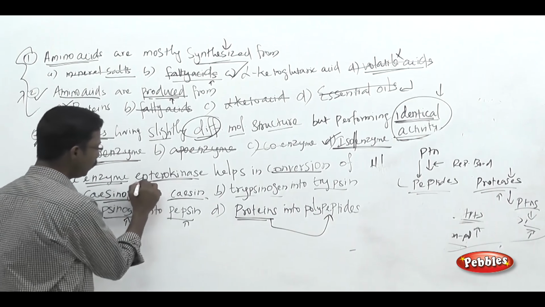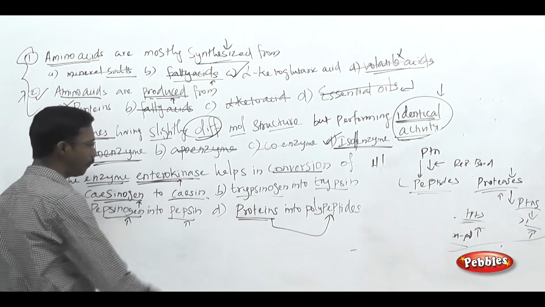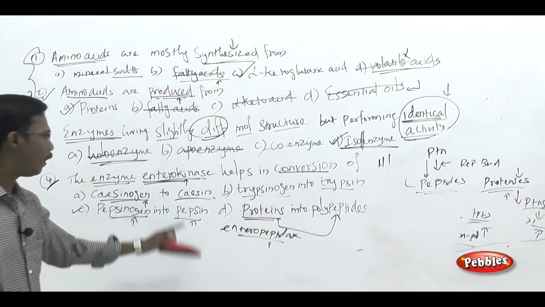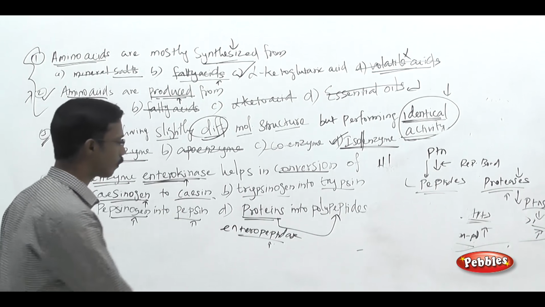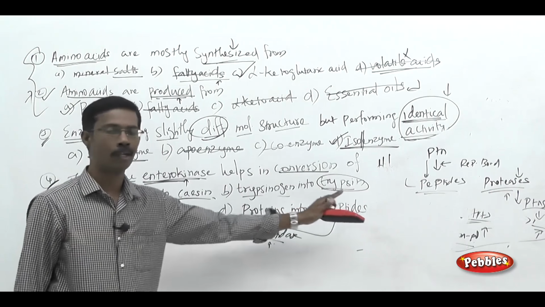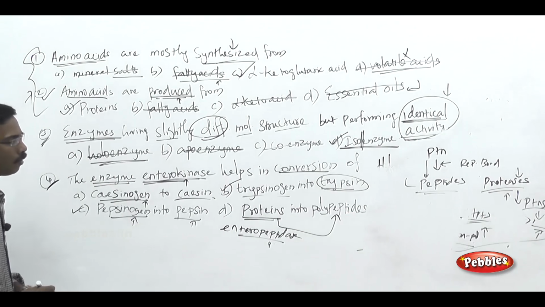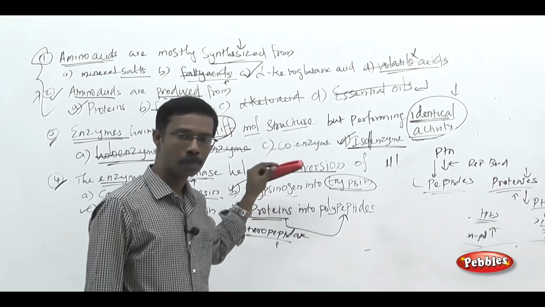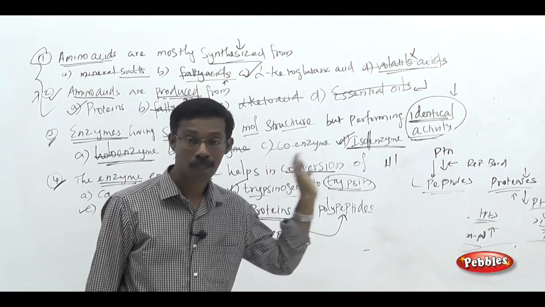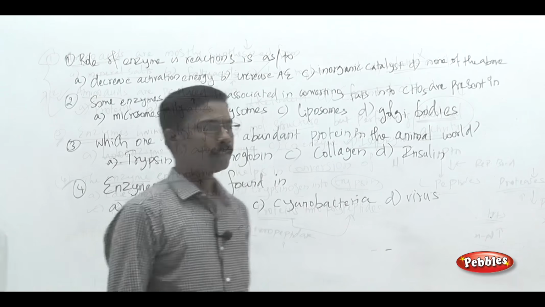But the question here is enterokinase. Another term for enterokinase is enteropeptidase. Enterokinase and enteropeptidase are always related with trypsin. They are involved in the conversion of trypsinogen into trypsin, so the choice here is the second one. These are the questions you can expect from the amino acid segment and the enzymes. Now we are going to continue with the same segment, the questions you can expect from the same topic, amino acids, enzymes and proteins. See the next question.